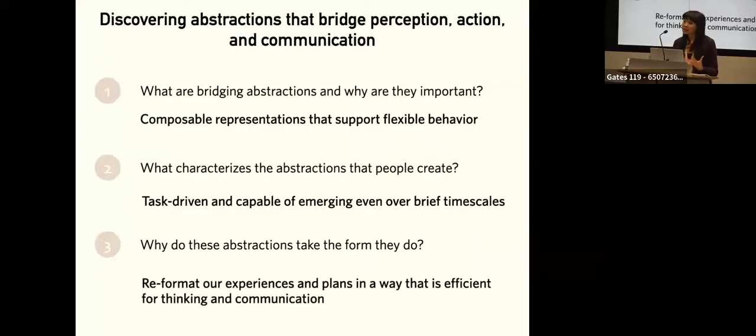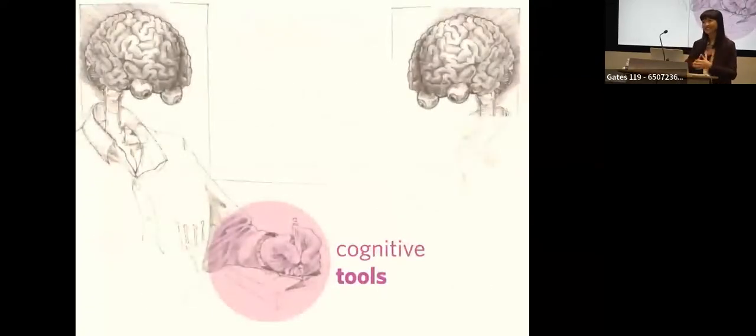And third, evidence from our modeling work suggests that these abstractions take the form they do because they provide useful ways of reformatting or refactoring our experiences and plans in a way that's efficient for thinking and communication. Zooming out, what's the end goal here? So the mission really is to develop psychological theories, cognitive theories of what kinds of abstraction layers humans find useful.